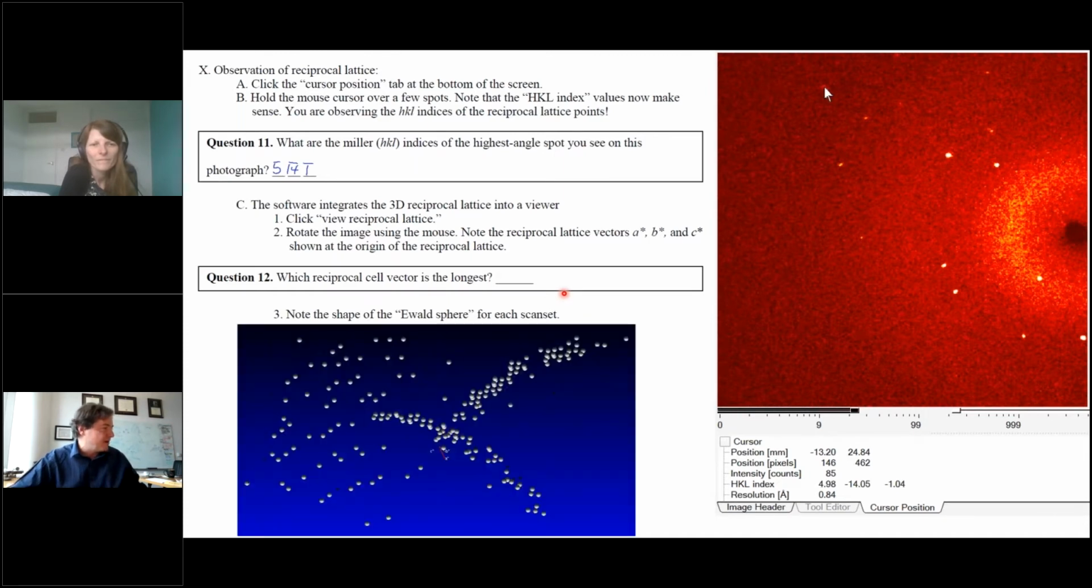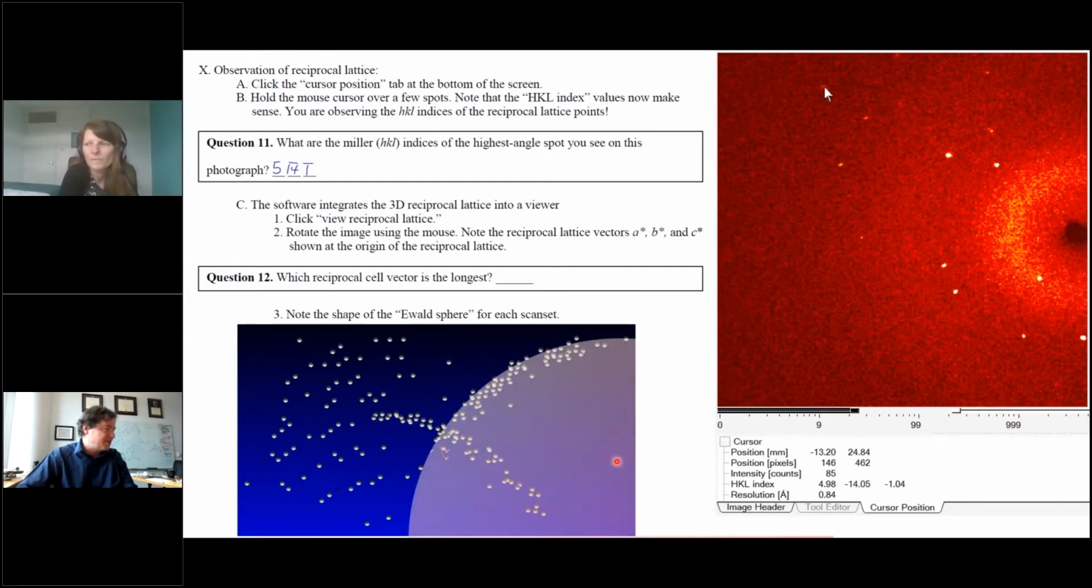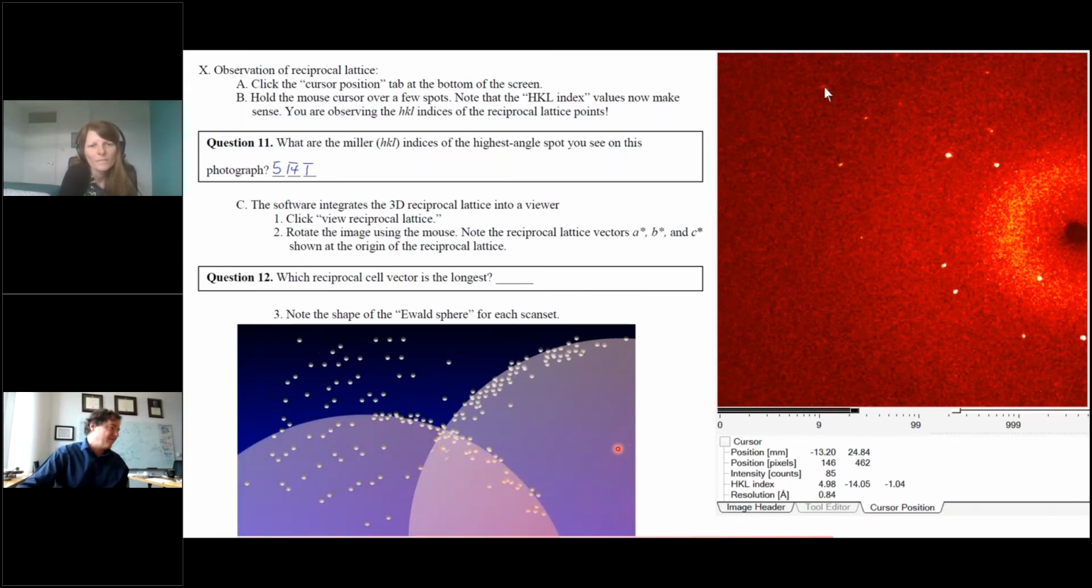And then another fun plugin is the R-Lat Viewer, so that they can rotate around. We can ask them which reciprocal cell vector is longest, and they should notice that that's opposite of which direct cell is longest. So A is the shortest, so A star is the longest. I also love pointing out that in these R-Lat images, if you rotate them the right way, you can see the shape of the Ewald sphere where it has cut through the reciprocal lattice. They find that really interesting, seeing this abstract concept visualized in this R-Lat image.